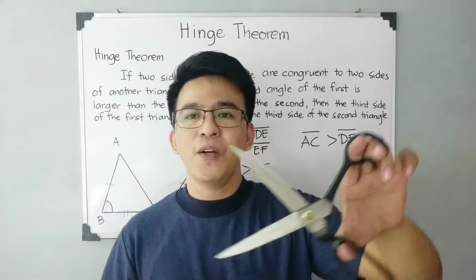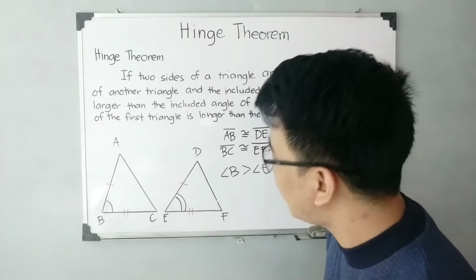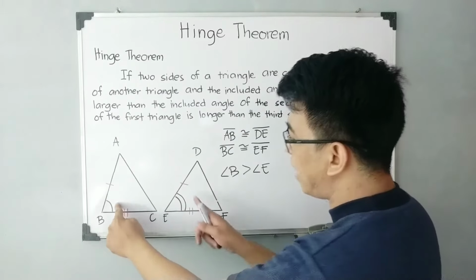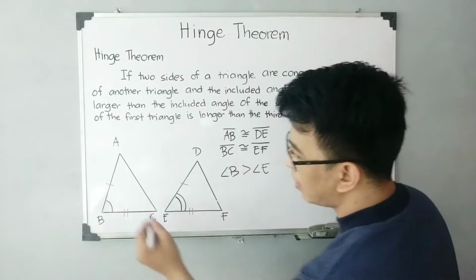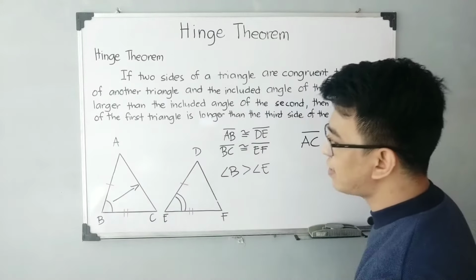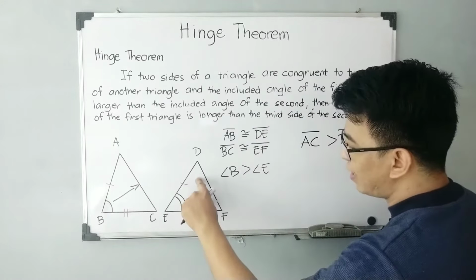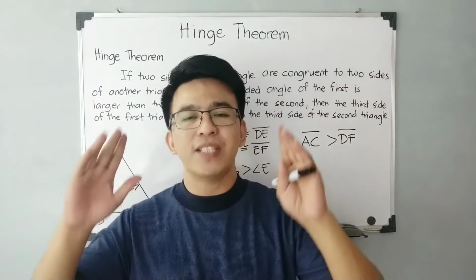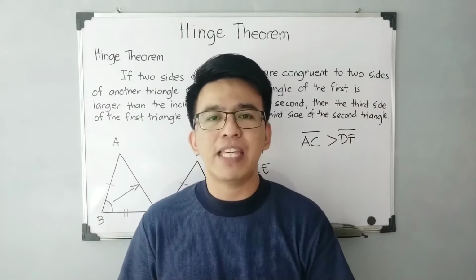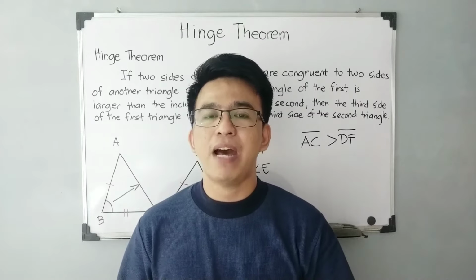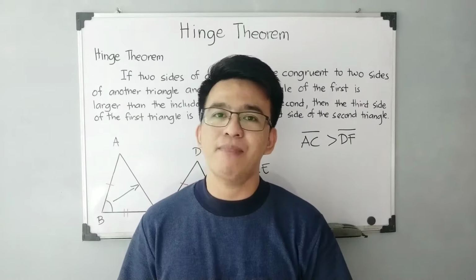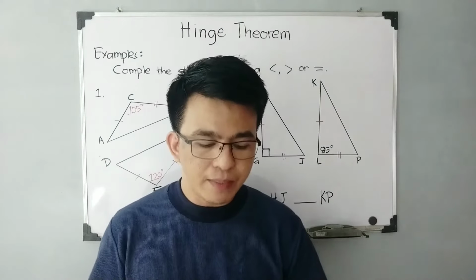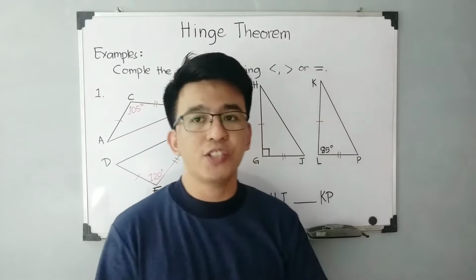that we had. Same with the Hinge Theorem. That's exactly our Hinge Theorem. Since our angle B is larger than angle E, therefore, this side, AC, is greater than the side DF, even if we have no given measurement. So, in the next part of our video, I'll be giving you examples so you can better understand what is meant by the Hinge Theorem. Now, let us try to solve this activity to understand what is meant by the Hinge Theorem.